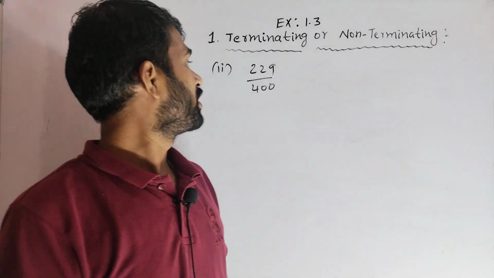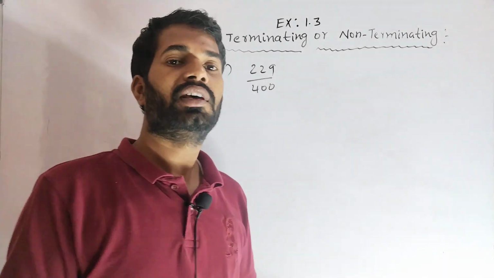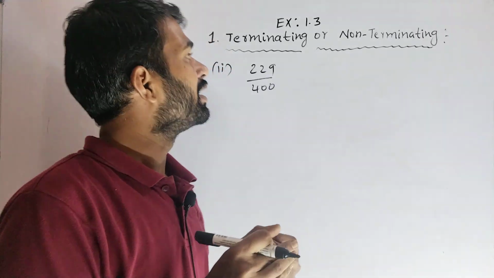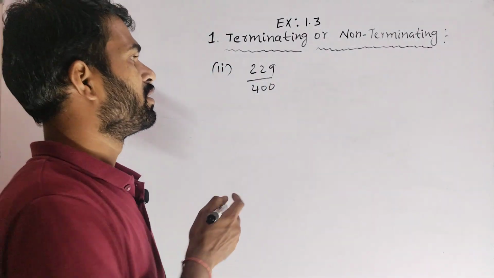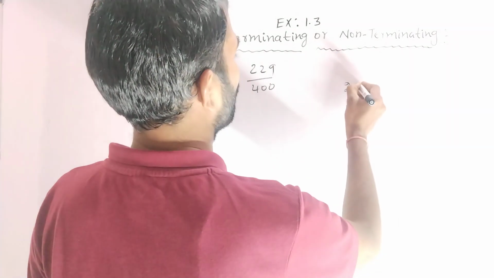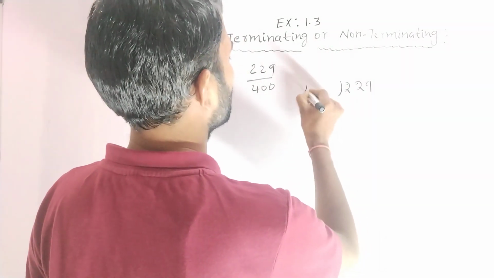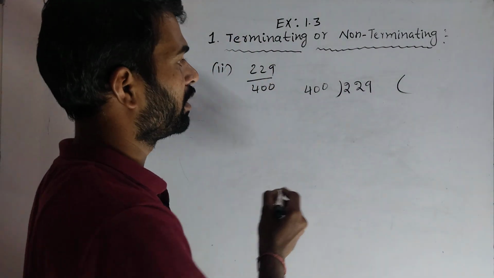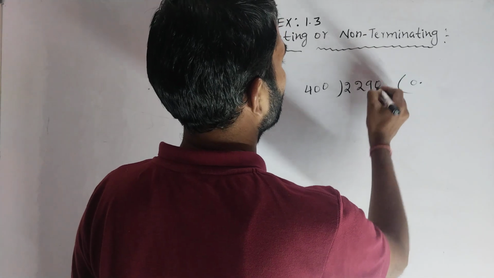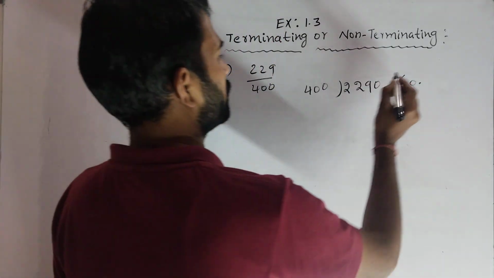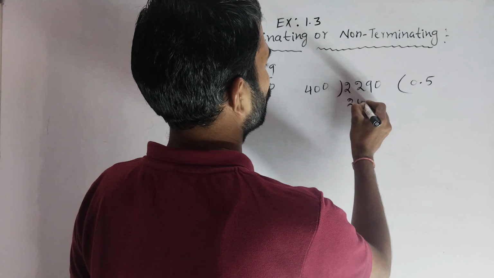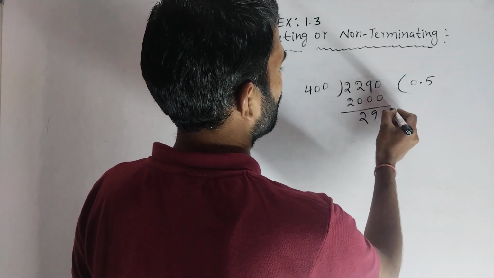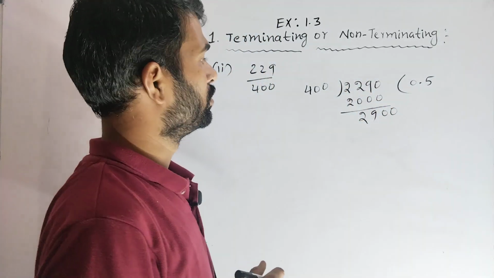Next question, 229 by 400. Write the rational number in the form of decimal and state whether it is terminating or non-terminating. So I will do it here, dividing 229 with 400. 229 is less than 400, so I am taking point 0. 4 5s are 20, 0 9 2. For point I am taking one more 0.